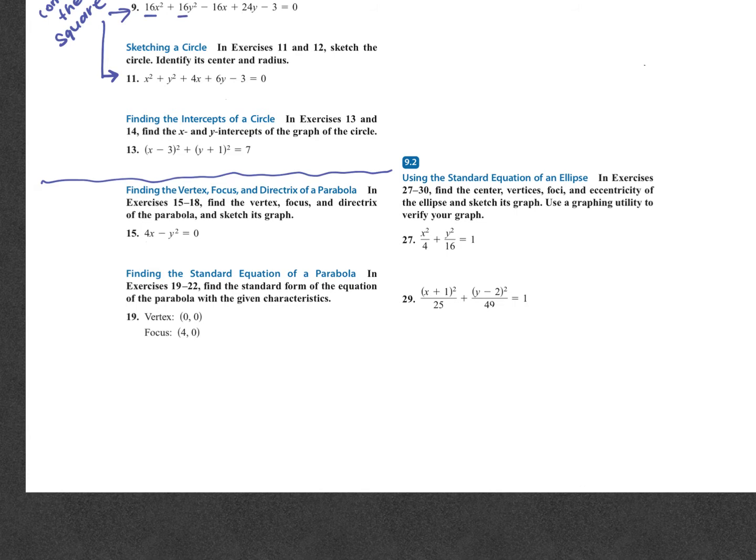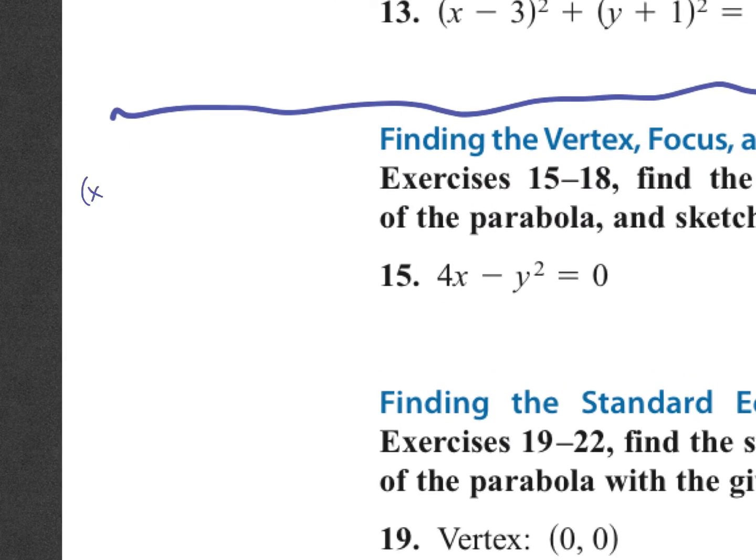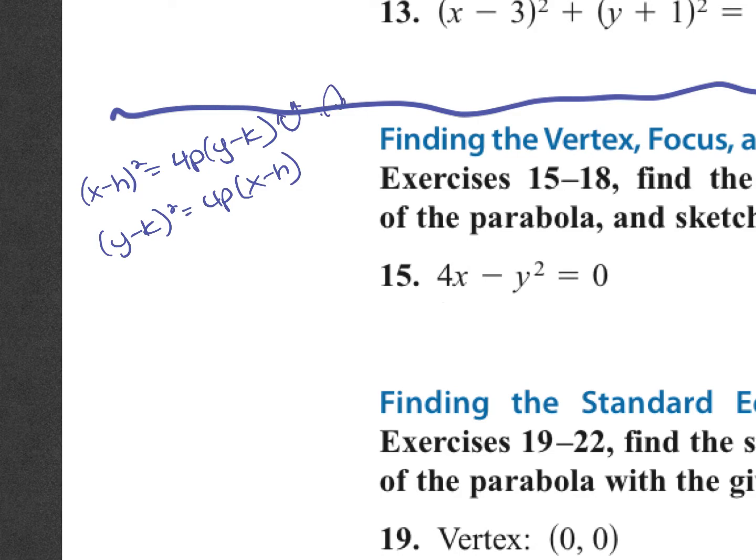In number 19, now it's the reverse. It's giving you the vertex and the focus, and you want to find the equation. Use that information to determine which direction your parabola is facing, and whether p is positive or negative, and then plug it into your equation. Remember, this is either (x minus h) squared equals 4p(y minus k), or (y minus k) squared equals 4p(x minus h). This one would open up or down, and this one would open right or left.